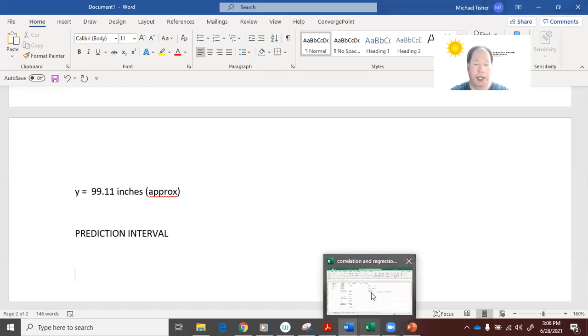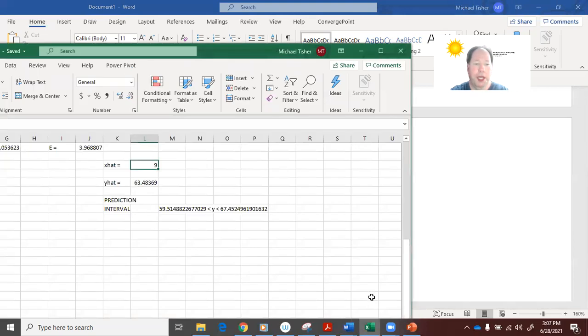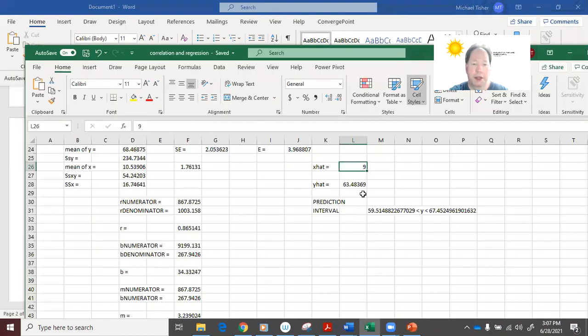But using that, I actually made a spreadsheet for you that can calculate your prediction interval given some x. So we just did 9, right? And so we put in 9 inches here for x hat. This is the foot size of 9 inches. The y hat is actually the predicted height that we got earlier, which is about 63.48.